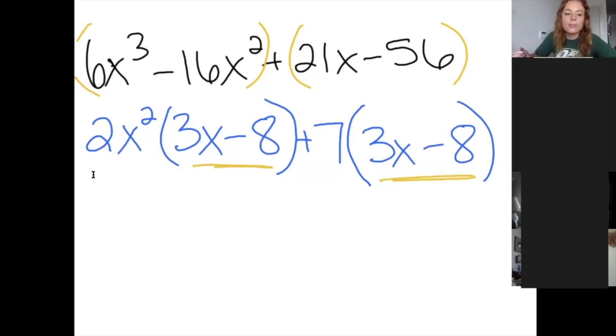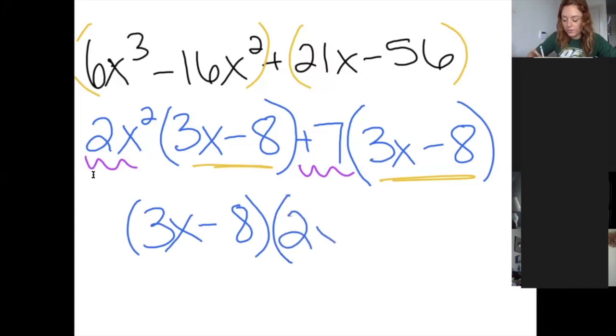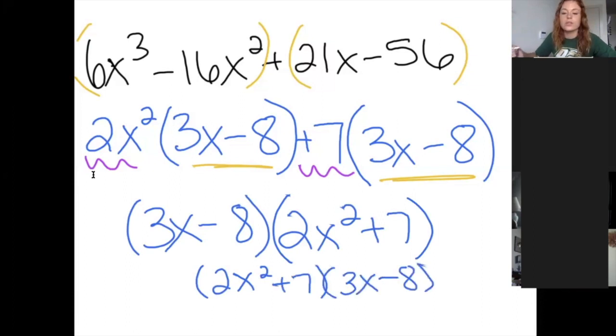And once we have our common binomial, we're going to drop it down 1 time. So we rewrite it 1 time. And then we're going to take those other 2 pieces, the GCFs, and we're going to make them into their own parenthesis, their own factor. And we would drop that 2x squared plus 7. And then you can write it either way. You could have also written 2x squared plus 7 times 3x minus 8, whichever one you wanted to do, the same thing.